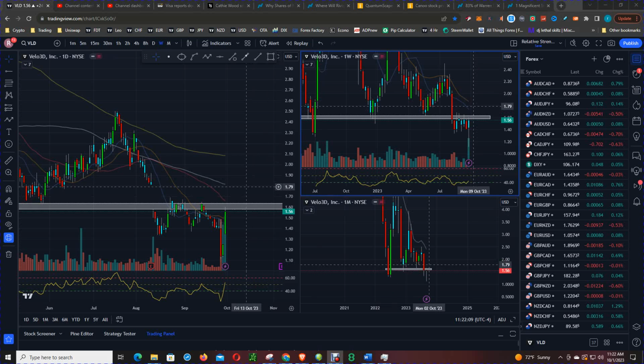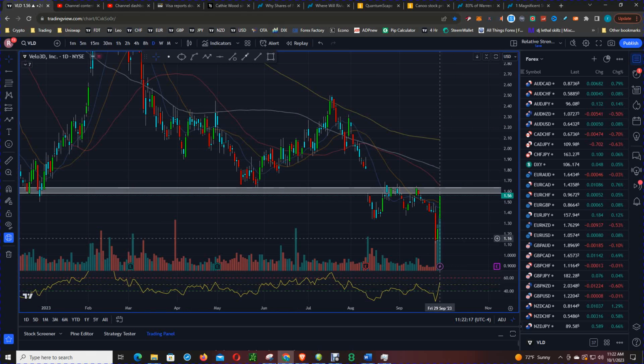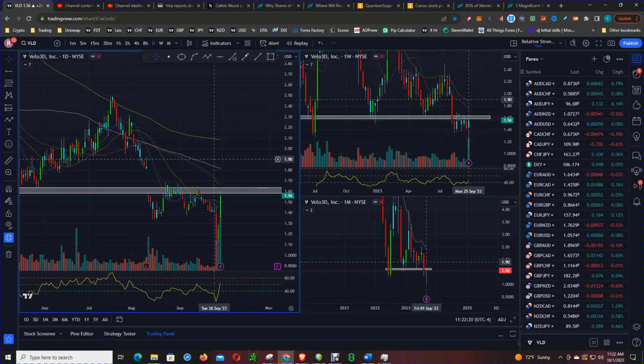These are the charts on Velo3D, and I never heard of the stock until this past week. You can see on the daily chart how we had this gap and go. So what was all the fuss in the stock popping higher on Friday?